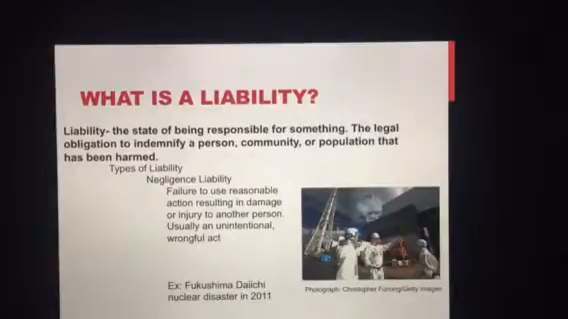One of them is negligence. Negligence is the failure to use reasonable action resulting in damage or injury to another person. Usually, it's an unintentional wrongful act. An example would be the Fukushima Daiichi nuclear disaster in 2011.